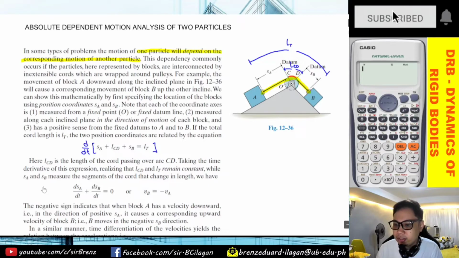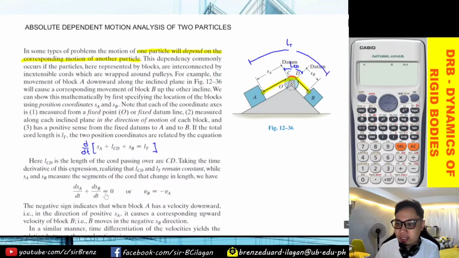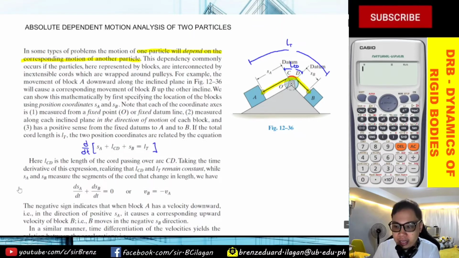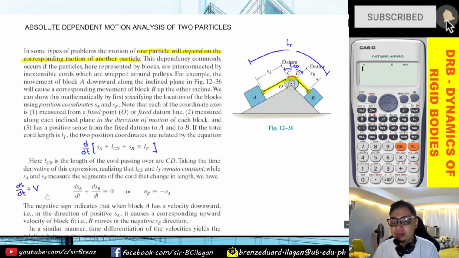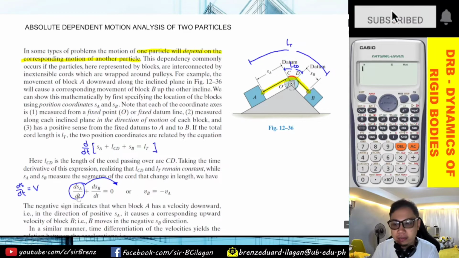So, derivative ng d sub s a, magiging ds sub a over dt yan. And we all know that ds over dt is equal lang saan? Di ba velocity yan? Okay? Ngayon, ang ginawa lang dito guys is i-transpose sa right side of the equation yung ds sub a over dt, or yung velocity A natin. Therefore, it becomes negative. Okay, so ano ba yung sinasabi ng negative sign?